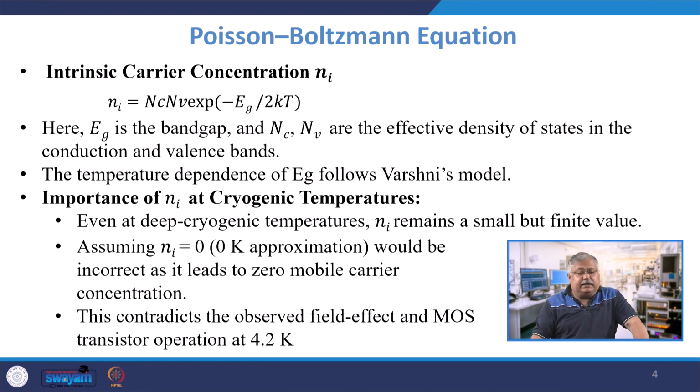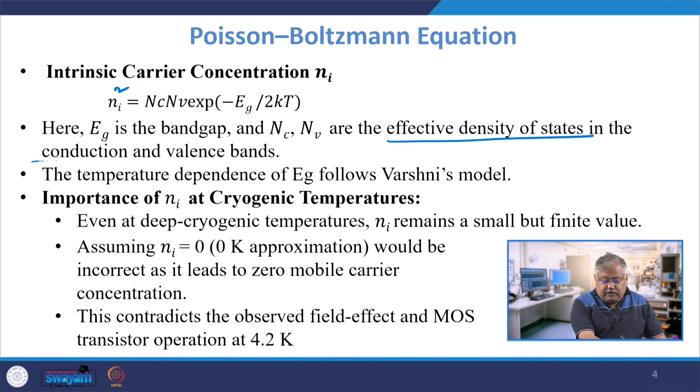Now, if you look at the intrinsic carrier concentration, we already know it is Ni equals to square root of NC NV exponential minus Eg by 2 kT, where Eg is the band gap, right. This is basically your Ni square. So, I get NC NV as the effective density of states in the conduction and valence band.